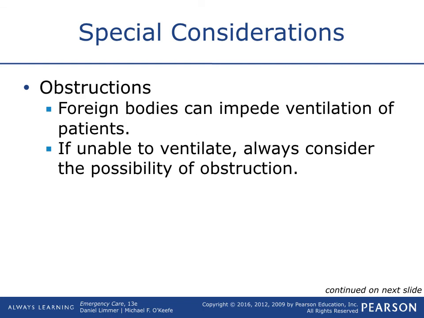Obstructions: foreign bodies can impede ventilation of patients. So, if there's an obstruction and the patient's not breathing and you're trying to compensate, but there's something down there you can't see, all that is something to take into consideration and determine how you're going to transport and take care of that patient. If unable to ventilate, always consider the possibility of an obstruction. Like I said, there's not always going to be obstructions that you can see. And the rule of thumb nowadays is that we don't go fishing for it. But if you're having trouble breathing for the patient and you maneuver their head, head tilt, you've done all the stuff you can do, then you've got to consider the obstruction.